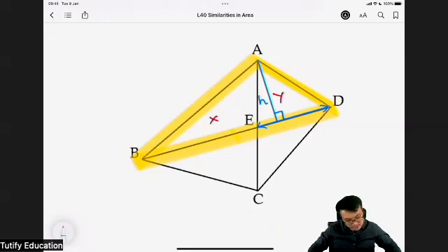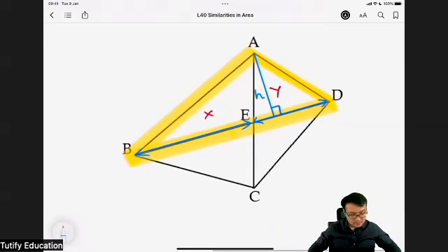Now let's look at triangle X. The base of triangle X is over here. The height is the same as triangle Y. The height is 90 degrees to the base. Therefore, triangle X and triangle Y have the same height. Okay? If they have the same height, that means the ratio of their base will be the same as the ratio of their area.